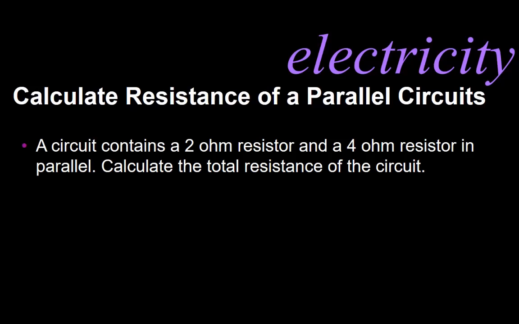A circuit contains a 2-ohm resistor and a 4-ohm resistor in parallel. Calculate the total resistance of the circuit. First of all, you always, like we did with all of our problems before, want to draw out a diagram. Get a mental image of what the problem is telling you you have. In this case, we've got 2 resistors, one that's a 2-ohm resistor, one that's a 4-ohm resistor.